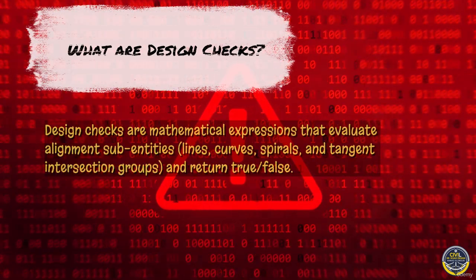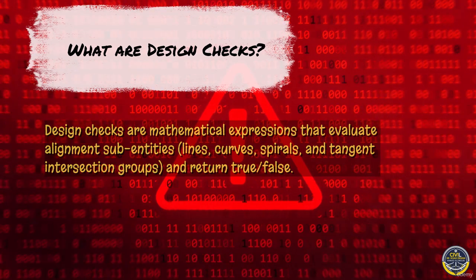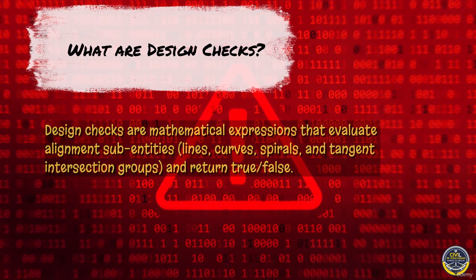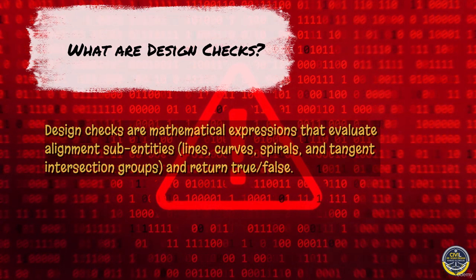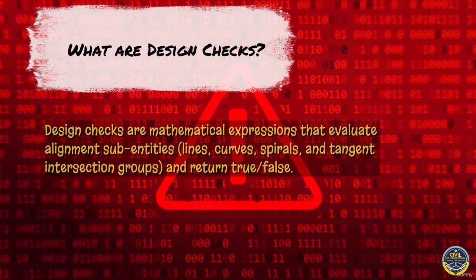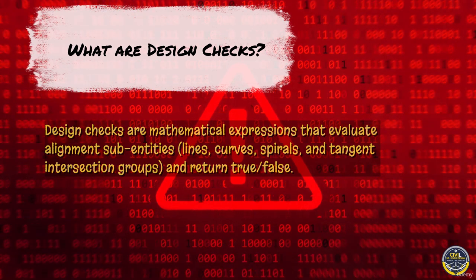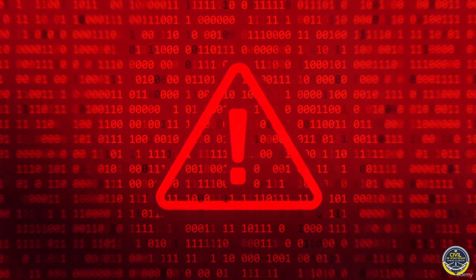What are design checks? Design checks are mathematical expressions that evaluate alignment subentities, lines, curves, spirals, and tangent intersection groups and return true or false. They let you verify parameters that aren't in the design criteria file or add project-specific rules.